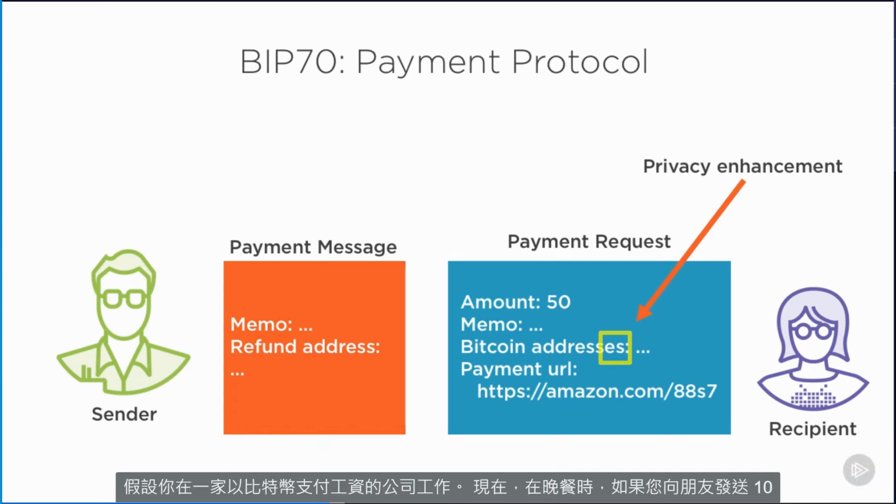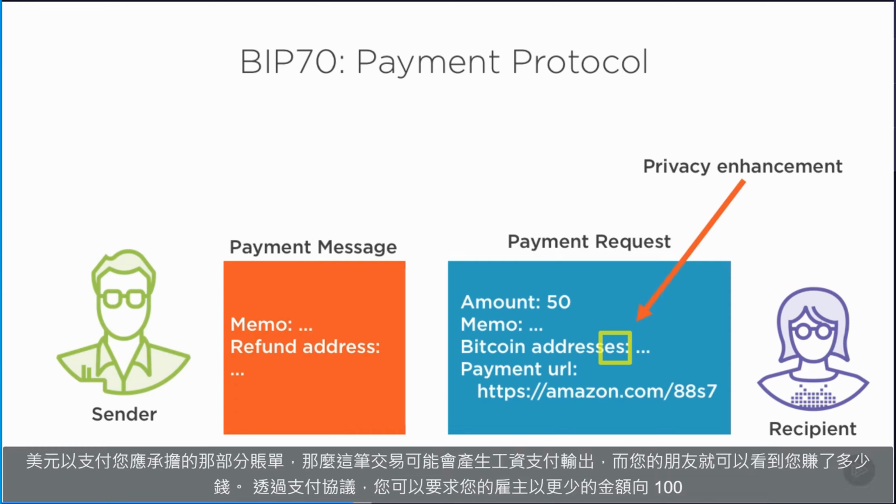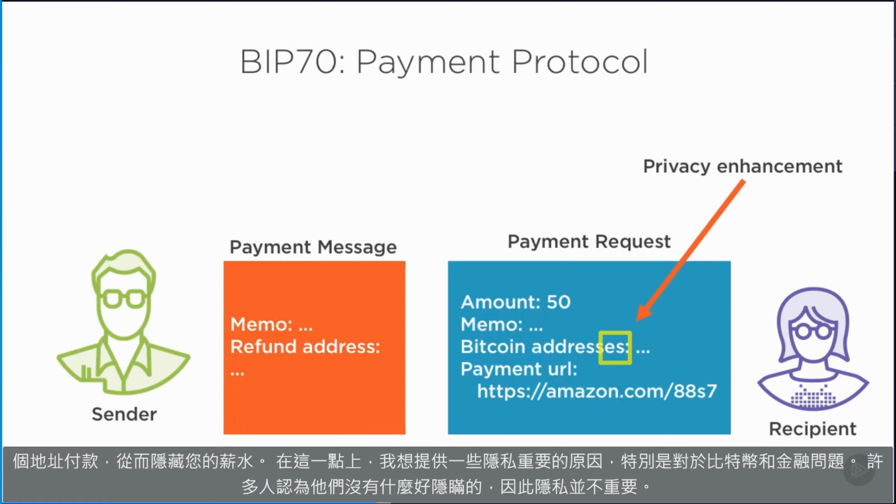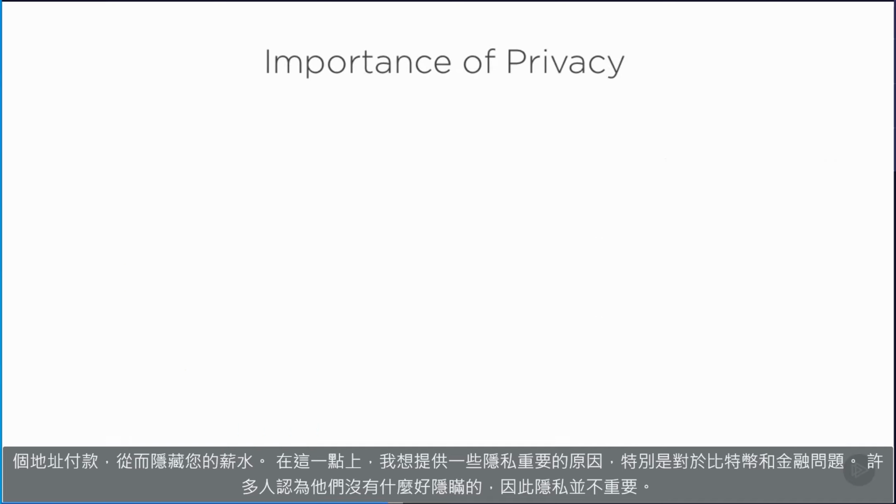Suppose you work at a company that pays salary in Bitcoin. Now, at dinner, if you sent $10 to a friend to cover your share of the tab, that transaction might source a salary payment output, and your friend could see how much money you make. With the payment protocol, you could request your employer pay to 100 addresses in much smaller amounts, thereby obscuring your salary. At this point, I'd like to offer a few reasons why privacy is important, especially for Bitcoin and financial matters. Many people argue that they don't have anything to hide, and so privacy doesn't matter.